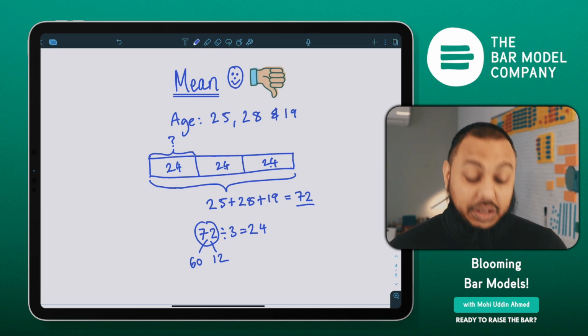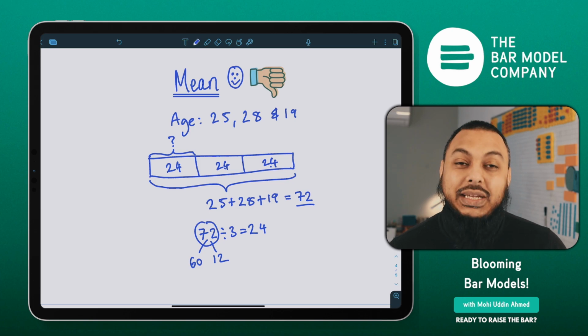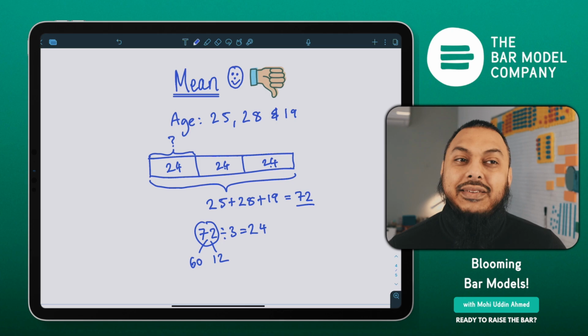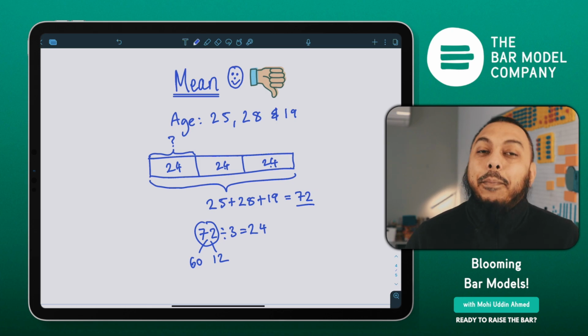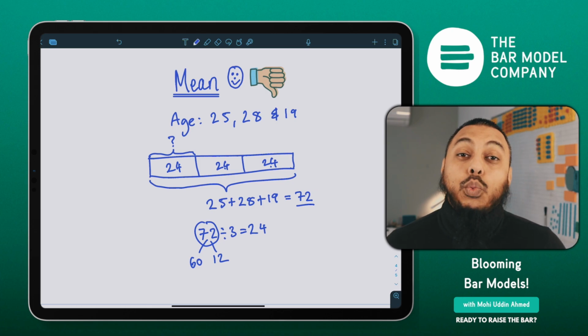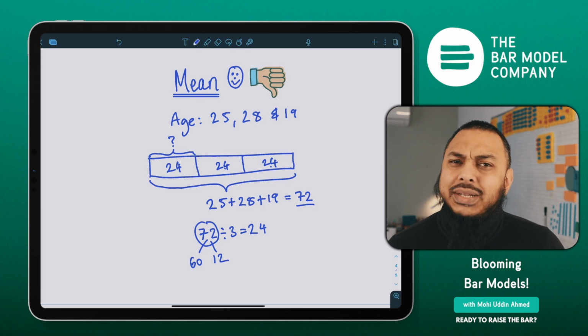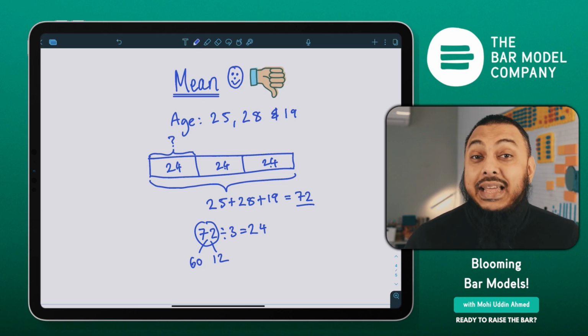So everyone is now 24. So those who are 25 and 28, they're quite happy, they're younger. Those who are 19, they're a bit unhappy, possibly, unless they wanted to be older. Now they're 24, right? It doesn't exactly work like that, but we can start to explain to children what the mean actually means and have a discussion on the fact that what does that mean for those who are younger, those who are older? Does it reflect their age? What does the mean represent?